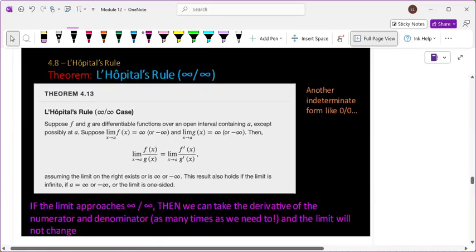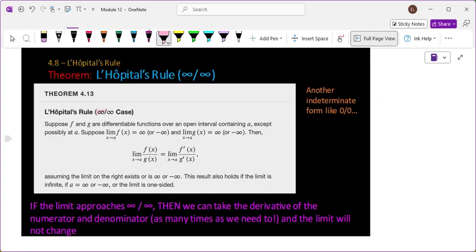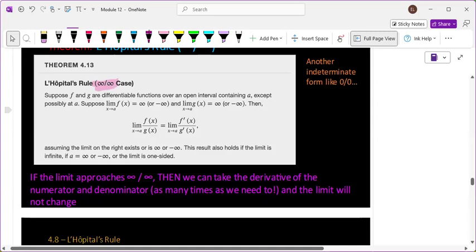So this is just the ridiculous formal definition for using L'Hopital's rule for the infinity over infinity case. Now, it is possible we don't have to be approaching infinity to get an infinity over infinity case. Like there's some functions that have vertical asymptotes. As we approach those x values, we can get an infinity or a negative infinity.